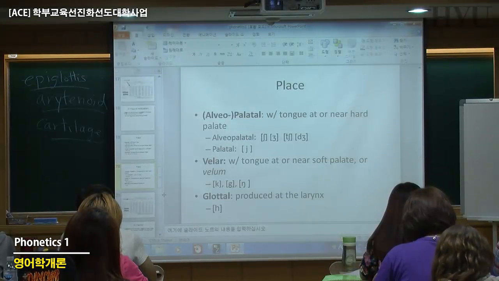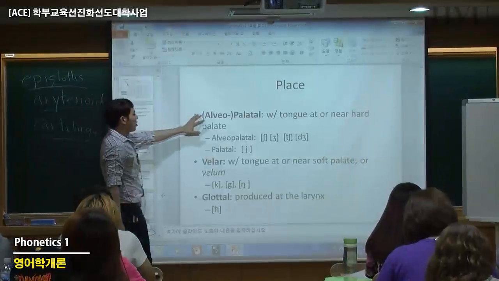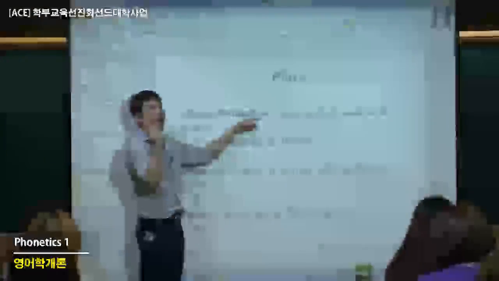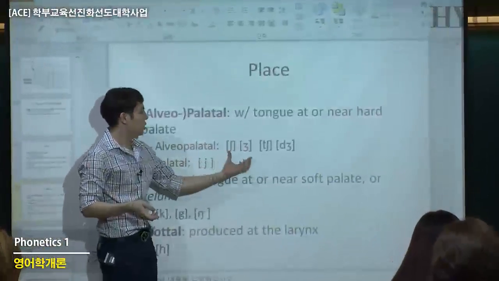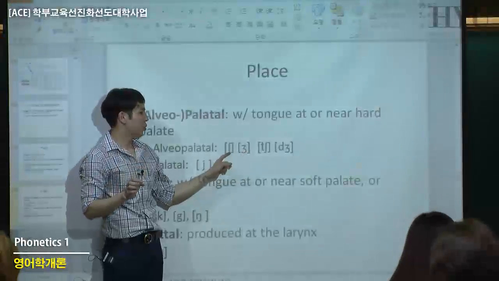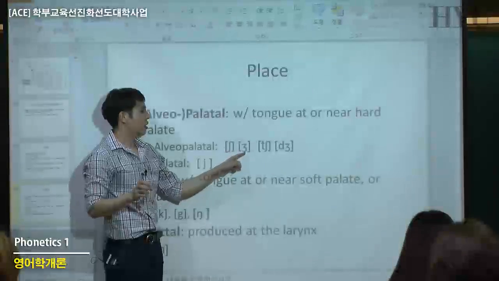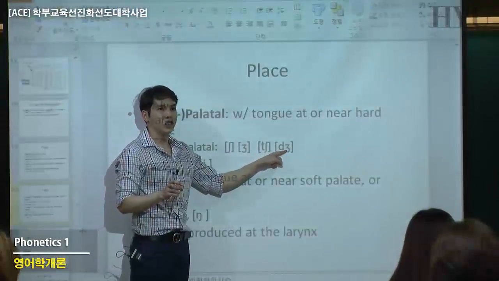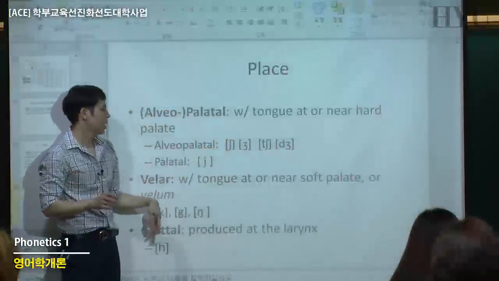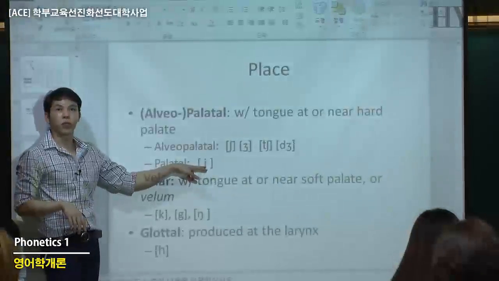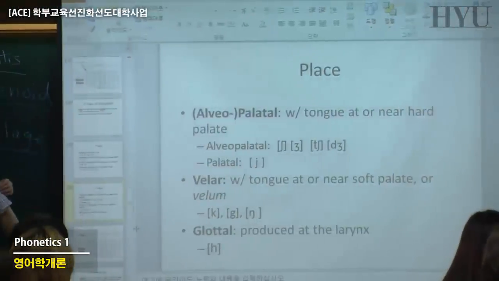And alveopalatal, behind that even. So you use that place to pronounce these sounds. Sh, zh, ch, j, like that. So four sounds. And then the Y sound as well, y. Okay?